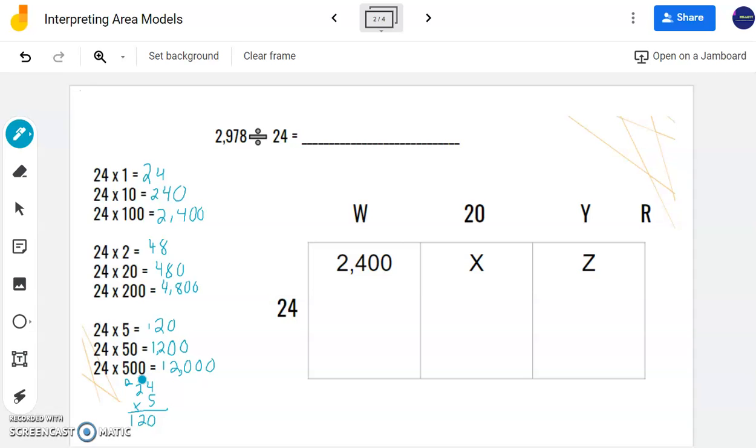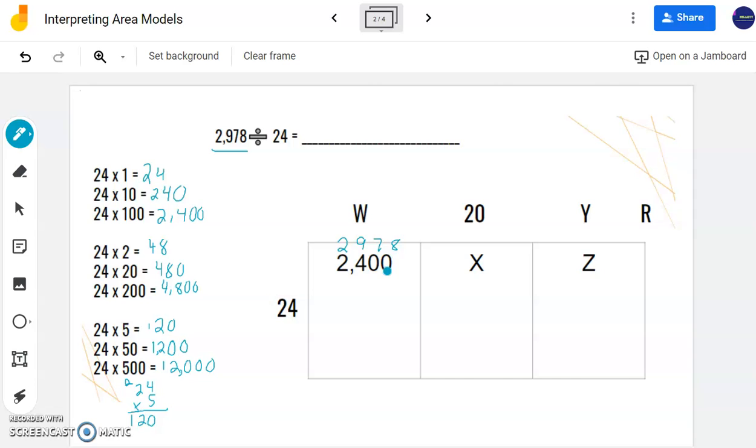Now, to determine the missing spaces, we're going to look here, and I see they gave us our divisor of 24. But I notice there's 2,400 already written there. But notice our dividend here is not 2,400. In fact, it's 2,978. So they already told us the first step.